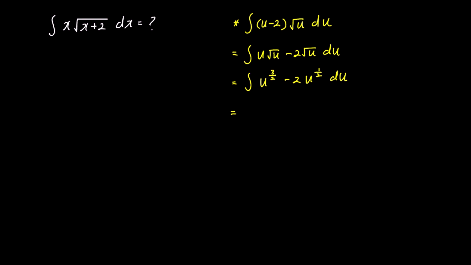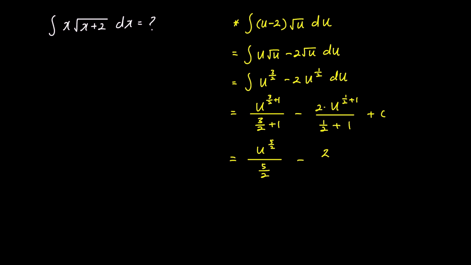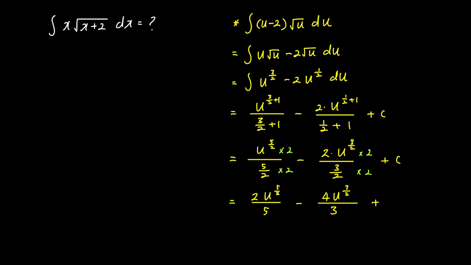Integrating each term yields u to the power of 3 over 2 plus 1 over 3 over 2 plus 1 minus 2 times u to the power of half plus 1 over 1 half plus 1 plus c, which can be further simplified to u to the power of 5 over 2 over 5 over 2 minus 2 times u to the power of 3 over 2 over 3 over 2 plus c. You can simplify the expression by multiplying both the numerator and denominator by 2. Then it will be 2 times u to the power of 5 over 2 over 5 minus 4 times u to the power of 3 over 2 over 3 plus c.